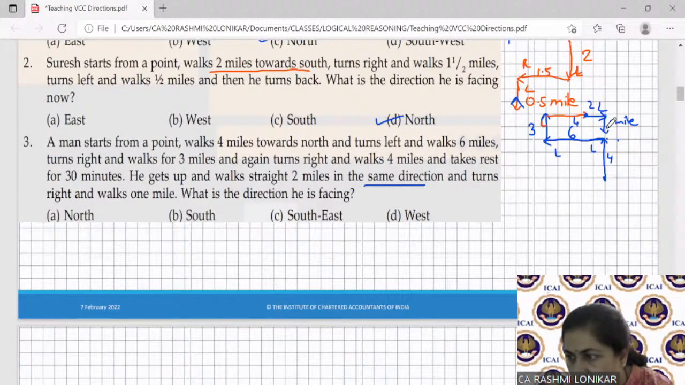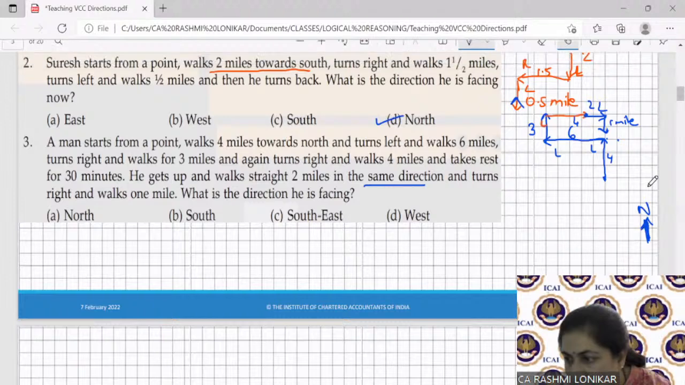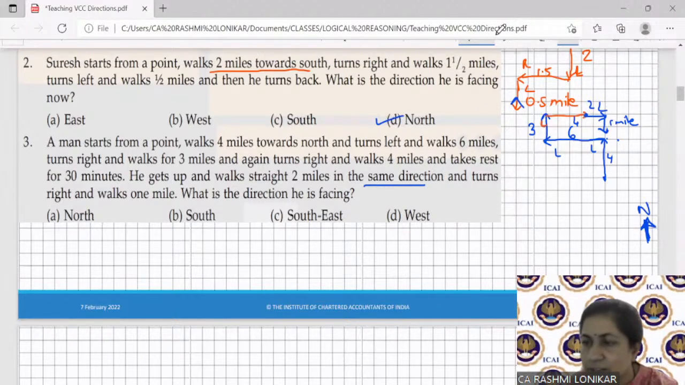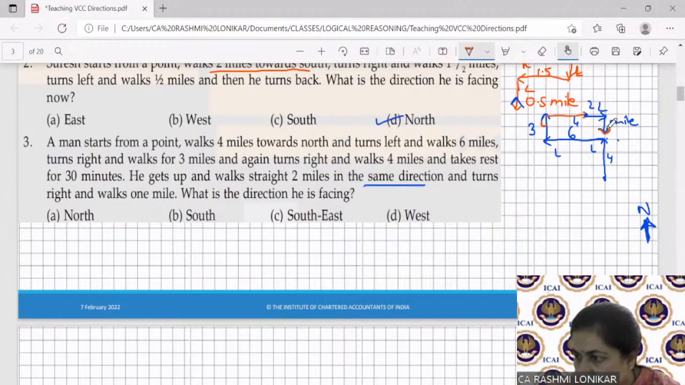So we want to find this direction. Which is this? This is north. Okay, this is my north. And which direction am I facing right now? Okay, this is my direction I'm facing. Which is this direction? This is my south. Okay, so where am I facing? 3, answer B, south.